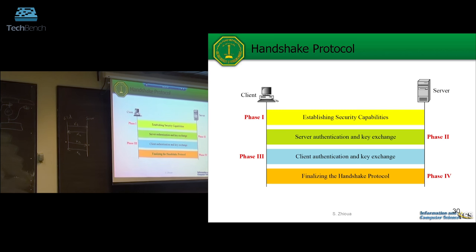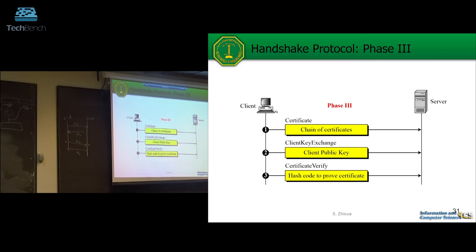Third phase, client authentication. Now the client needs to authenticate itself. And the client authentication includes the certificate of the client, the chain of certificates, and then the client key exchange, where it will send its own public key.